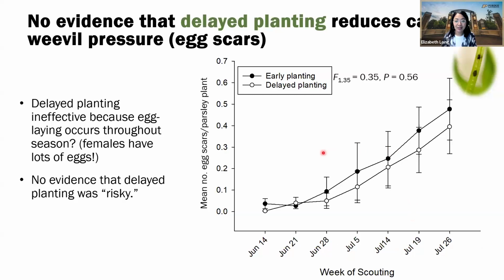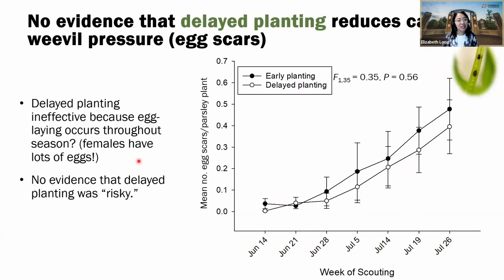And it's pretty clear here that there's no difference between the dark circles, those are the fields that were planted at the typical schedule, and the open circles being those fields that were planted 2 weeks later. There's no difference whatsoever in the number of egg scars on those plants as we look through the season. The pattern is as the season goes on, more eggs are laid, and we see those accumulating at a similar level or similar rate, if you will, based on these data. So it's a little disappointing, I have to admit.